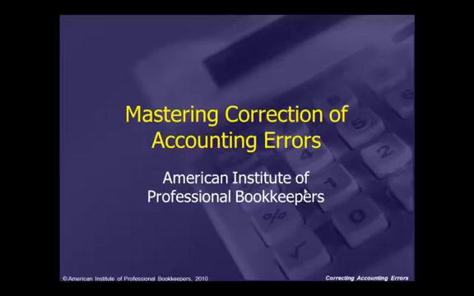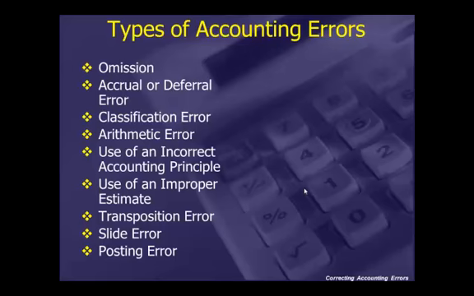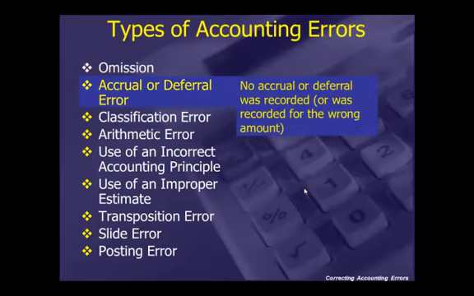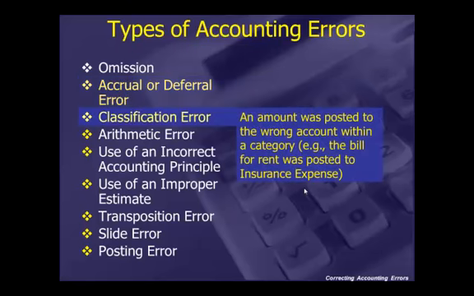Let's start with mastering correction of accounting errors. We have several types of accounting errors that can occur, most of which you've seen in a previous accounting class. Omission is an event that was never recorded. Accrual or deferral error is where we had no adjusting entry that was recorded or was recorded for the wrong amount. Classification error is an amount was posted to the wrong account within a category. For example, the bill for rent was posted to insurance expense.